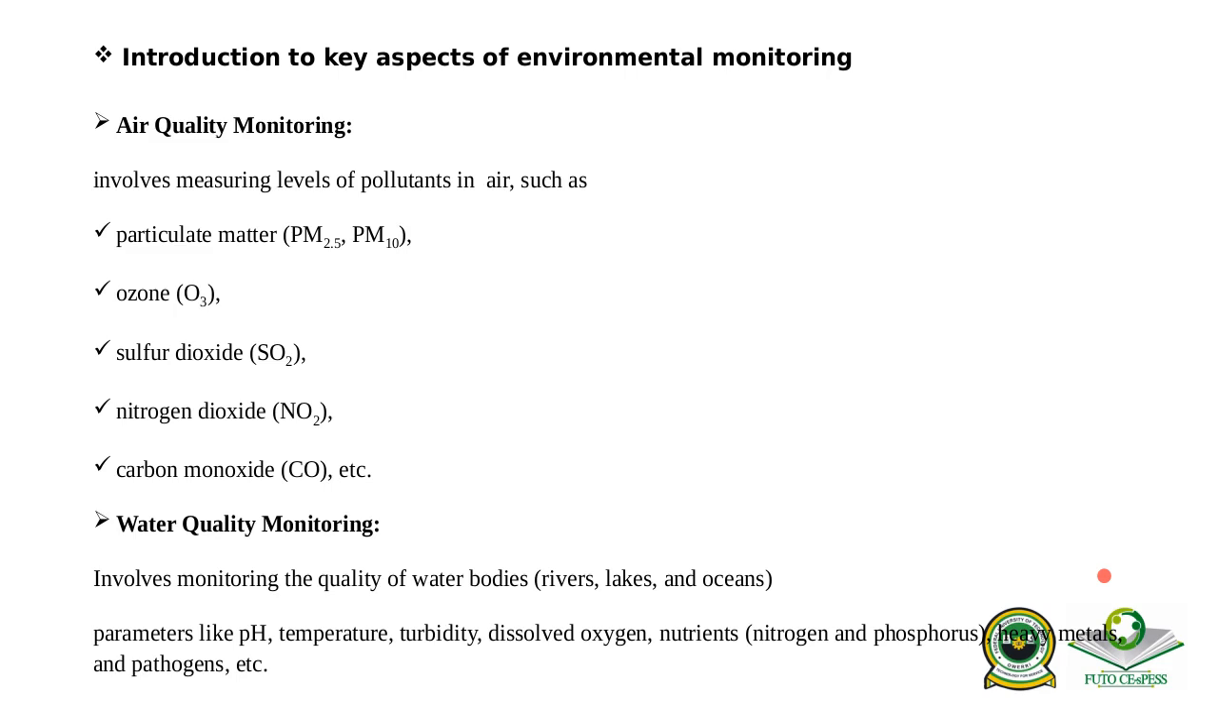So these are the different forms of water bodies that we monitor. The parameters that we look at include pH, temperature, turbidity, dissolved oxygen, and nutrients, the NPKs: nitrogen, phosphorus, and potassium. Then we also look at heavy metals and pathogens that are present in water.